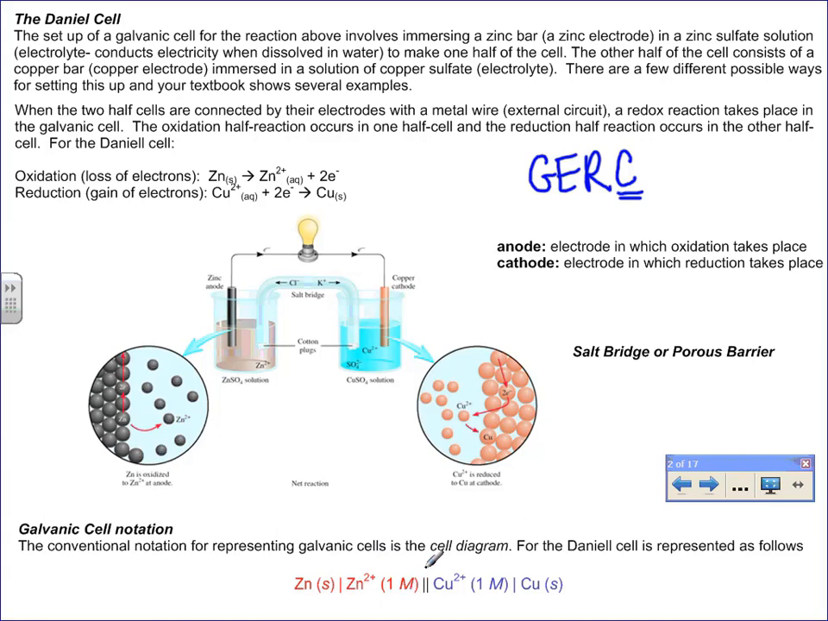This solution is connected to a copper solution that is connected by a salt bridge, which is what this double line represents. And the copper cathode is placed in that copper solution. What's nice about this notation is you can actually see both the anode and cathode reactions that are happening. The zinc is being converted to zinc 2+, and the copper 2+ at the cathode is being converted to copper.